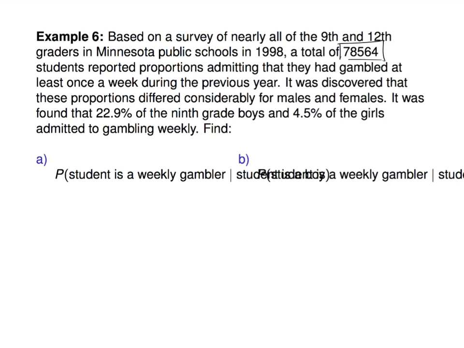The numbers that I have listed here specifically are for 9th grade boys. So 22% of 9th grade boys and 4.5% of the girls admitted to gambling weekly. And these things you're asked to find here really are just for 9th graders. So what's the probability that you have a gambler if you know you have a boy? 0.229. It's just that percent as a decimal form.